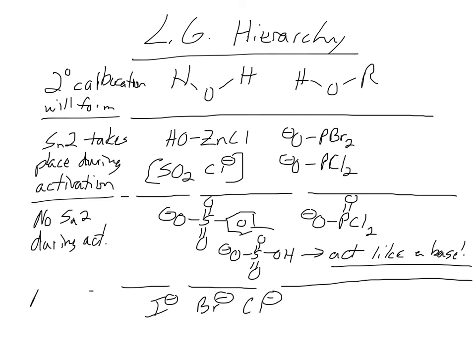Now these guys act like nukes. They're good leaving groups, but they're not as good as these other ones. All these other ones, these guys can do resonance. These guys form as a gas. An oxygen phosphorus bond is really, really stable. That's a really great bond to make. Water and alcohols are really stable things. These are good leaving groups, but it's just that these guys are better.